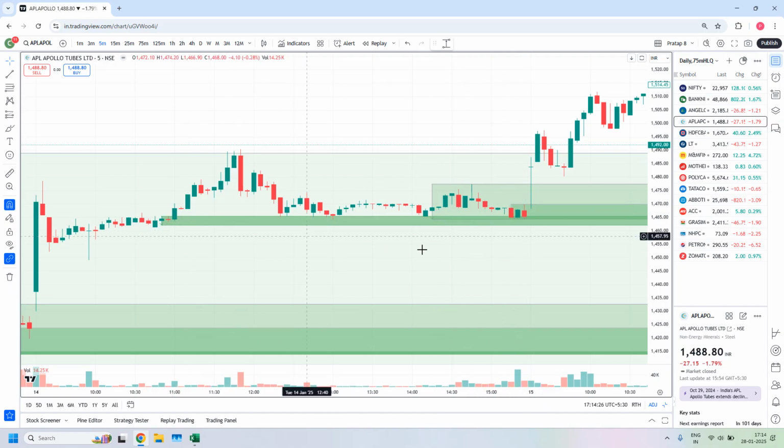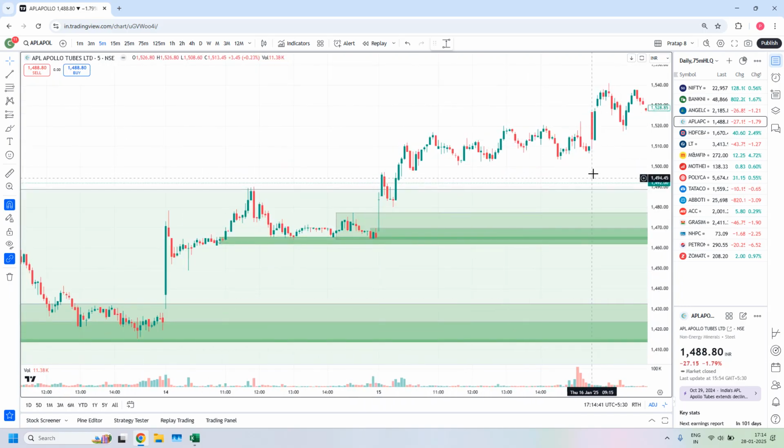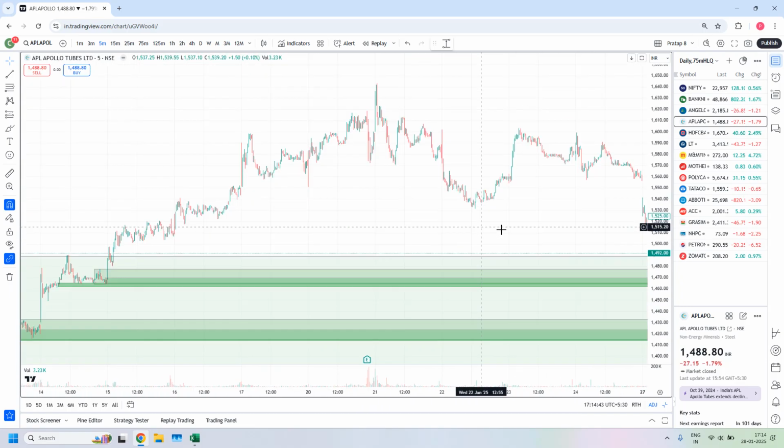So obviously this is the area where we can find a strong institutional order flow, maybe because it was already tested multiple times earlier, or maybe institutions might have cancelled their order flow. There could be 100 reasons. We may not be knowing everything. And today what happened? This zone is violated.